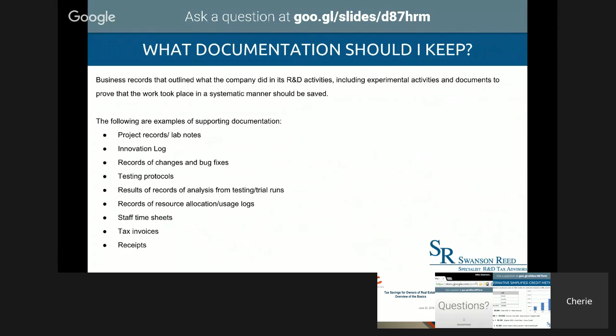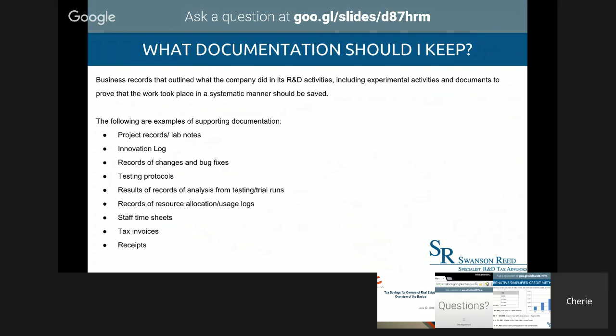And the types of documentation that you want to start keeping or be aware of. This is just a few of the types of documentation that we can use to substantiate your R&D tax credit claim. Project records, if you keep an annual innovation log of product changes, testing protocols, the results and the records of the analysis of those trial runs and the testing that you're doing, resource allocation, usage logs, staff timesheets.